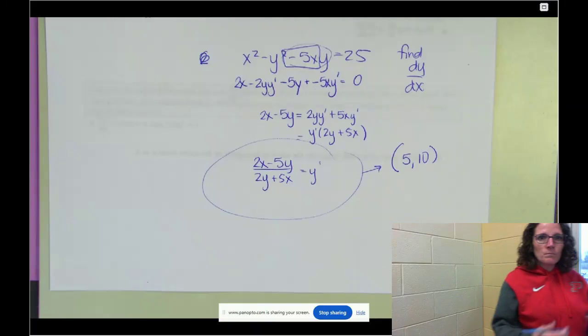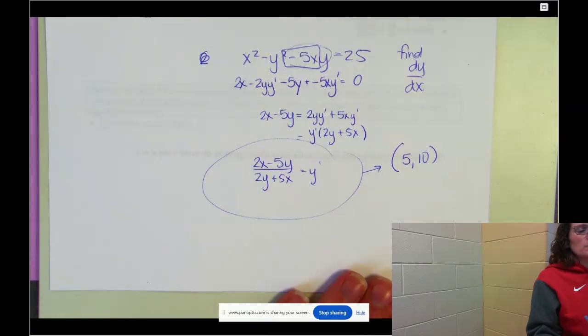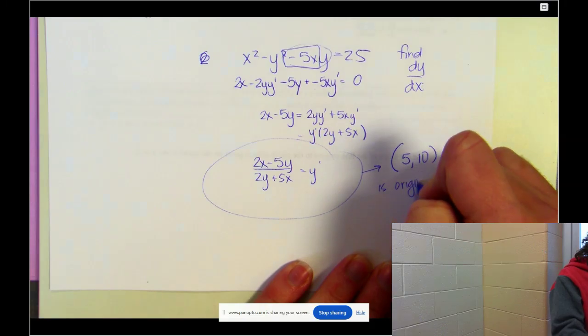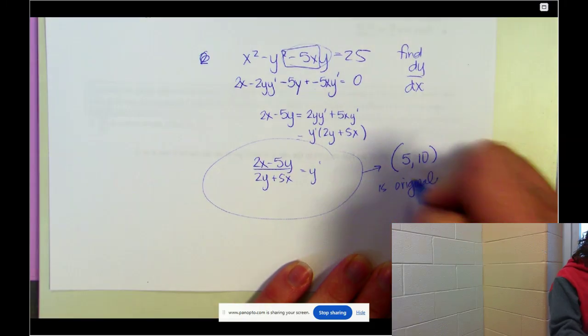Plug it in. The original is increasing or decreasing. Oh, you don't plug it in at the top. No, you do plug it in at the top. Sorry, you do not.